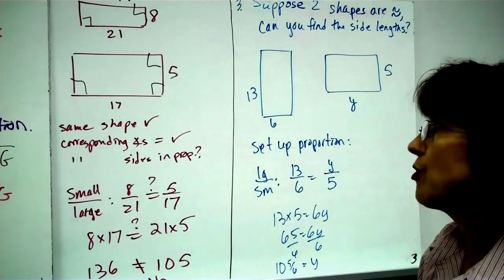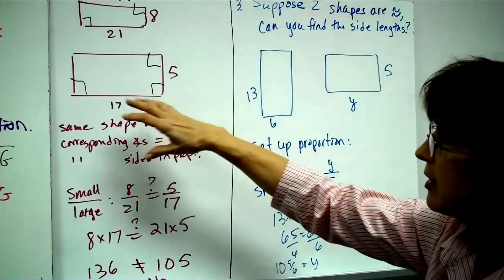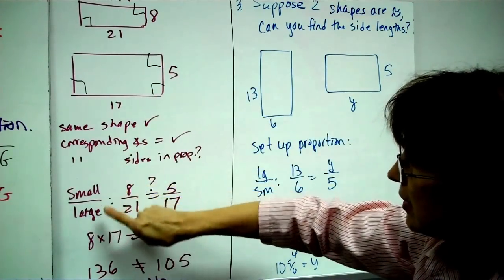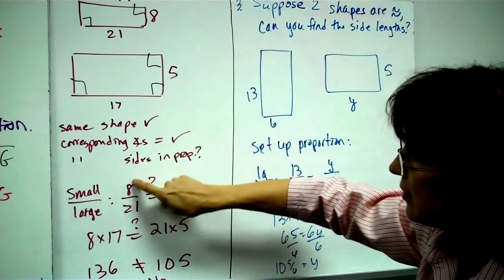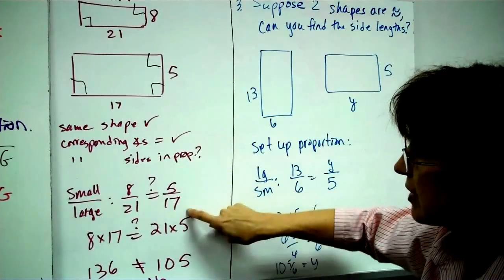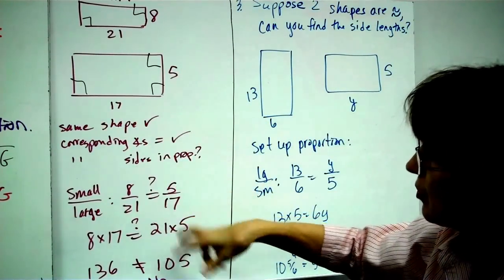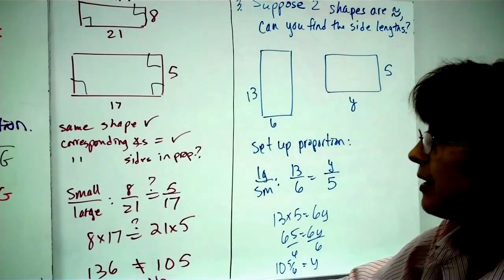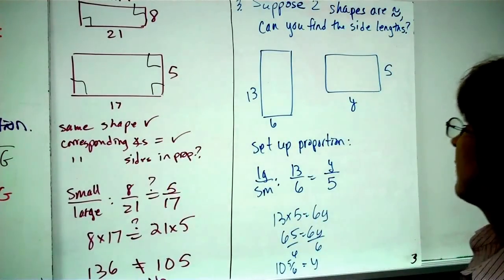Now, you want to see if the sides are in proportion. Well, here we only have two sides to check because that's the only different measures that we have. So we take the small side over the large side. So small to large, 8/21, is that going to equal 5/17? We can't really reduce them, so we're going to take the cross product, and we see that no, the cross products are not equal, so they do not. These are not similar.